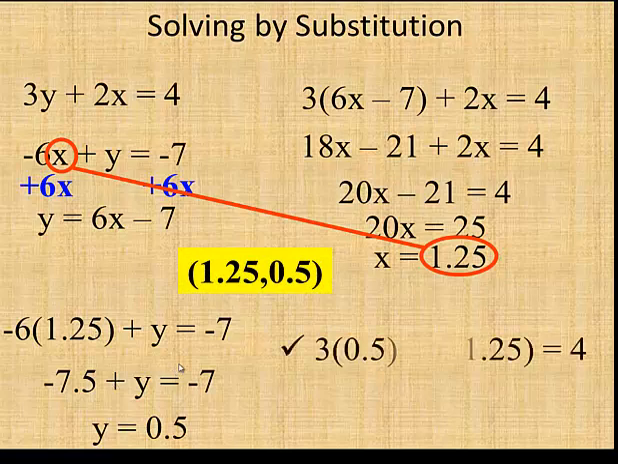We're going to plug it back in. We're going to plug 5/10 in for y, and we're going to plug 1.25 or 1 25/100 in to the x value into the first equation, and we solve. Simplifying the left side, we get 4 equals 4.